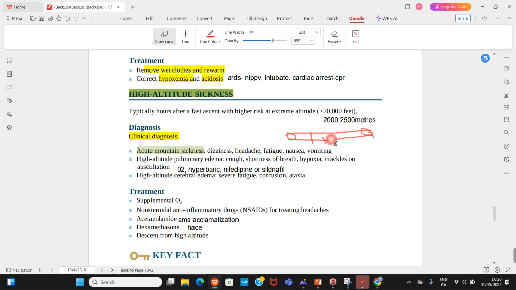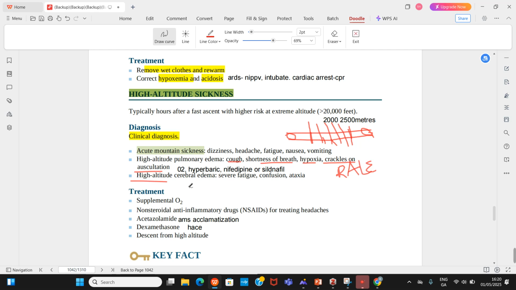So that hydrostatic pressure is going to be high. That is going to be forcing fluid through the endothelium into the lungs. So they are going to have a pulmonary hypertension, forcing fluid into the lungs. That's the cause of their pulmonary edema. So they can have cough, shortness of breath, hypoxia, and crackles especially. You hear crackles or rales. You know that, oh, this guy is already developing HAPE.